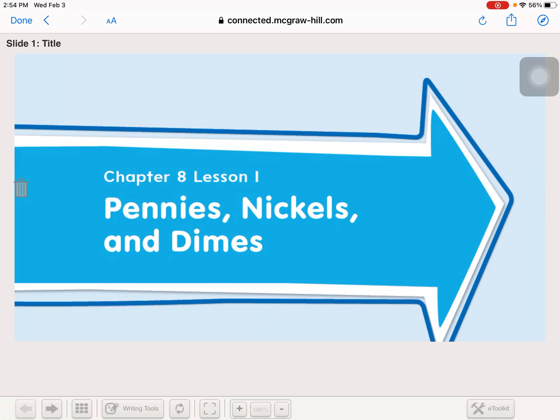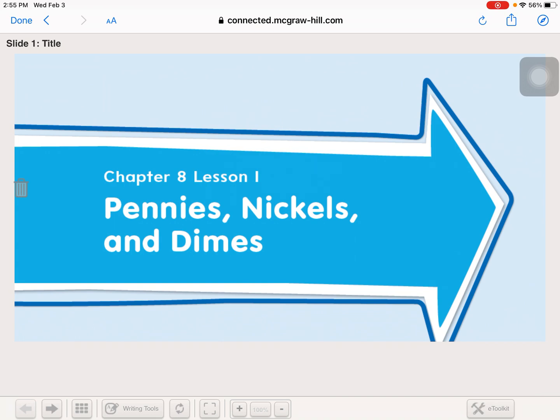We are starting a brand new chapter, and I'm super excited because up until this point we've been working with just adding, subtracting, and place value. But today we're starting a new chapter and we get to learn about money. That's super exciting because money is very important to our ability to function in our society. We have to use money to purchase items, and we have to use money to get the necessities like food and water and shelter. And so you're going to want to know about money as you become older so that you can provide those things.